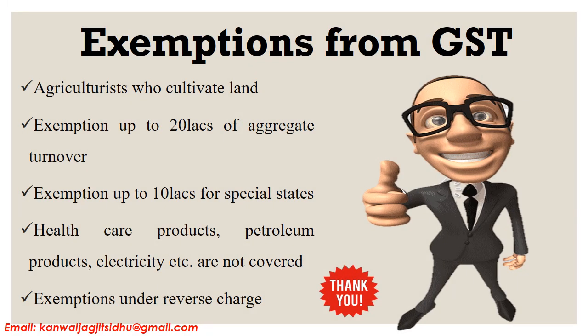Before ending this lecture session, let's also discuss the products and services which are exempted from GST. The exemption from GST means that there is no need of GST registration. The agriculturists who cultivate their land are exempted from GST. Then there is an exemption limit, which is approximately the aggregate turnover of rupees 20 lakhs, and in case of some special states the aggregate turnover is rupees 10 lakh.